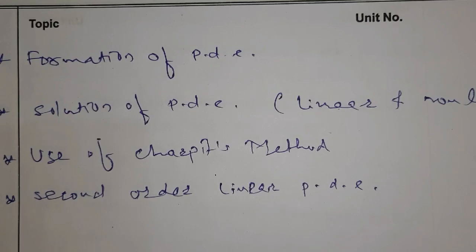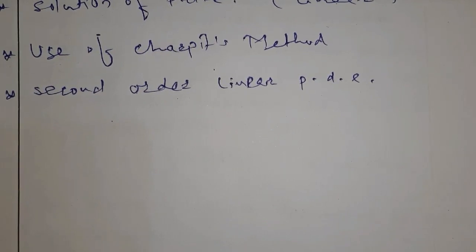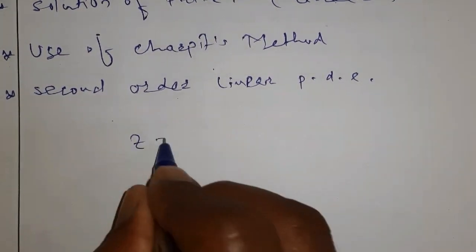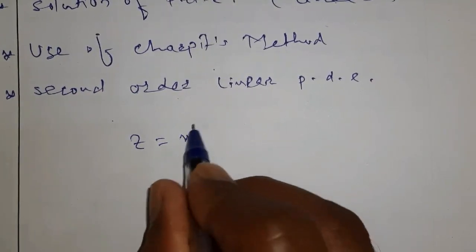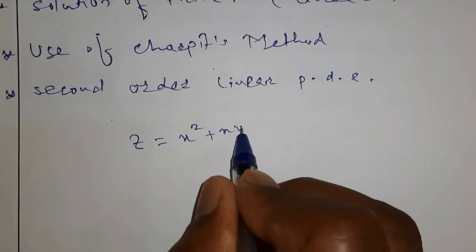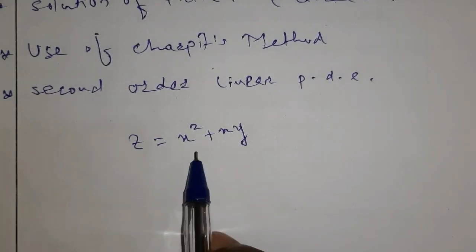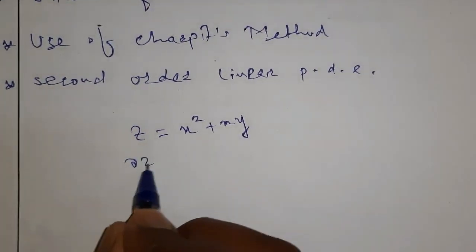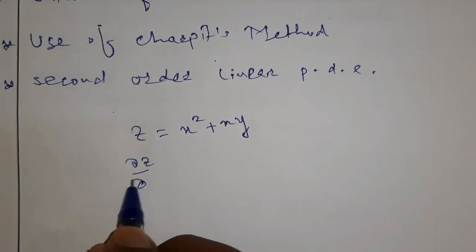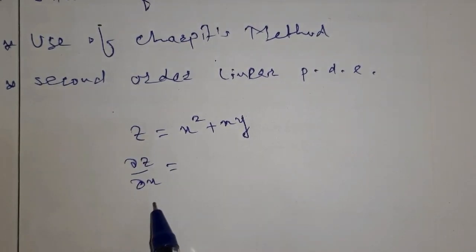So first let me tell you the partial derivative. So here if I have a function say z is equal to x square plus xy, this is my function. Now two derivatives exist here. You can see here z is a function of x and y. So I can find two derivatives. One is derivative with respect to x. So that is dou z by dou x. Derivative of z with respect to x.